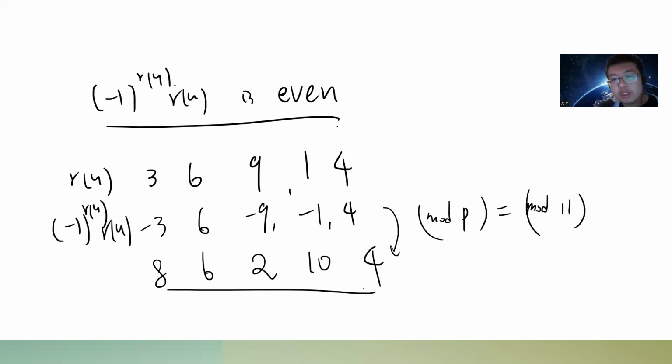Okay, the reason is the following. Obviously, when RU is odd, you add a minus sign, and since P is odd, it becomes even. And if RU is already even, then it's still even. Okay, so now we have this.